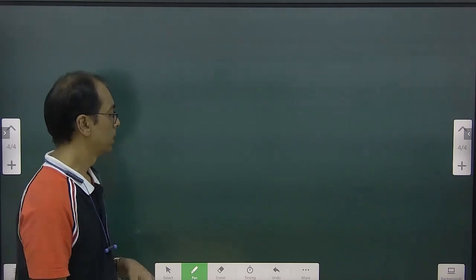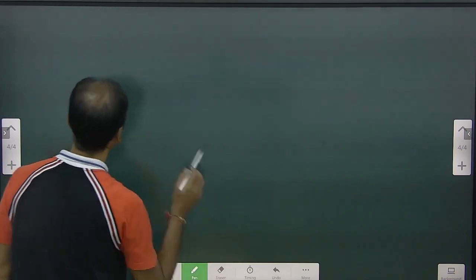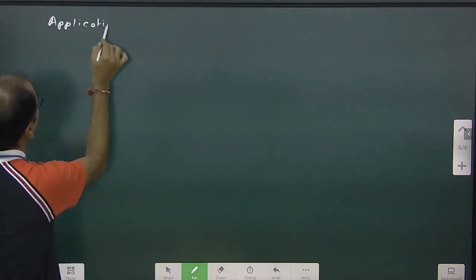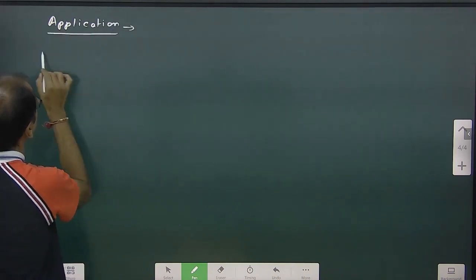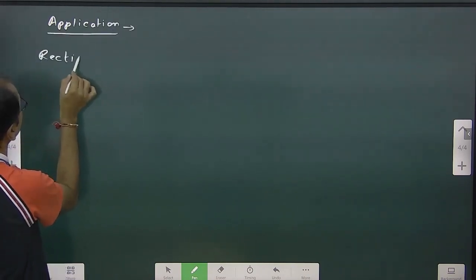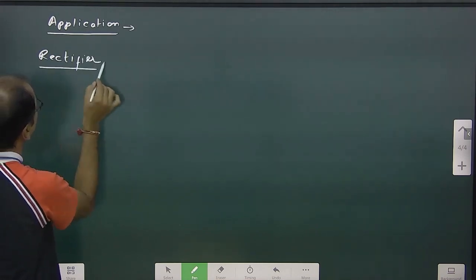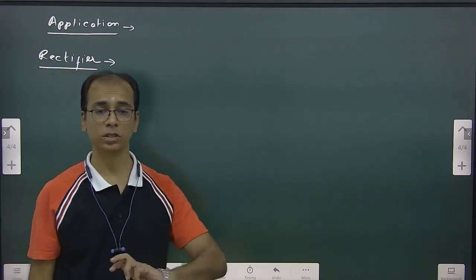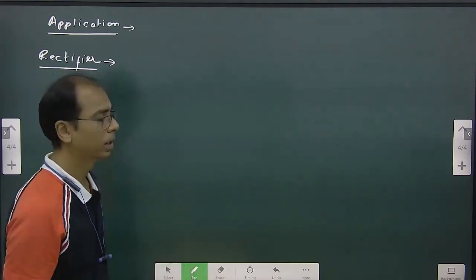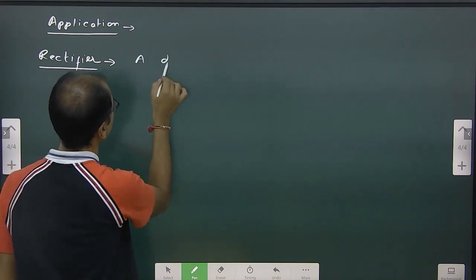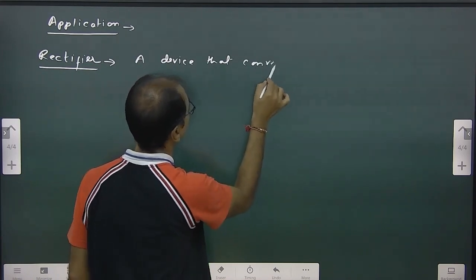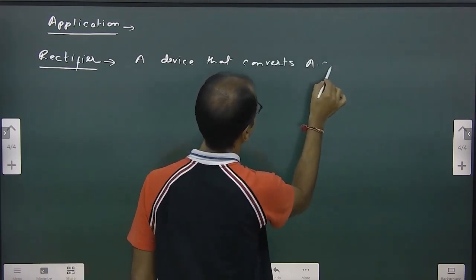Right. Now what? Applications. Applications of PN junction diode. What are the applications? Let's see. So the first application we'll see is the rectifier. What is a rectifier? A rectifier is a device that converts AC into DC.